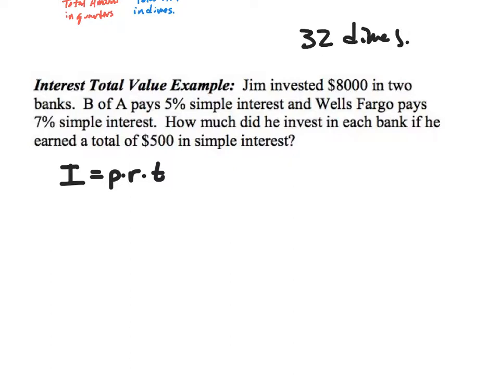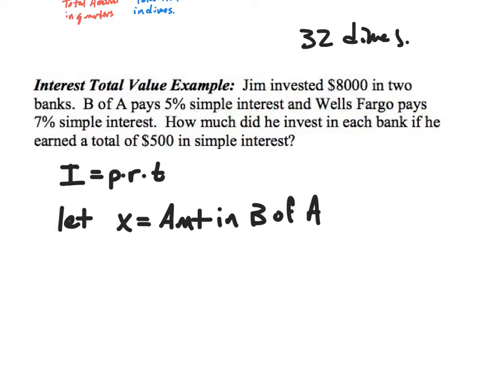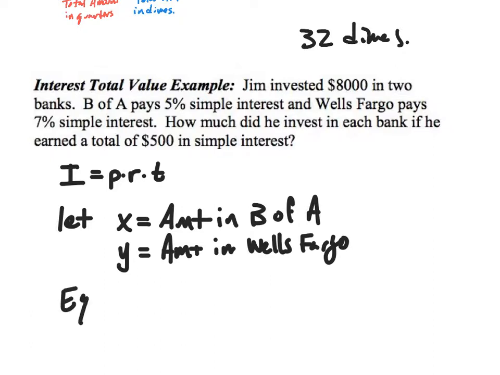Now let's think about this for a second. What Jim has done is invest $8,000 into two different banks. So let's come up with our variables. Let X equal the amount in Bank of America, and let Y equal the amount in Wells Fargo. And so what I know is this, let's write our equation 1.